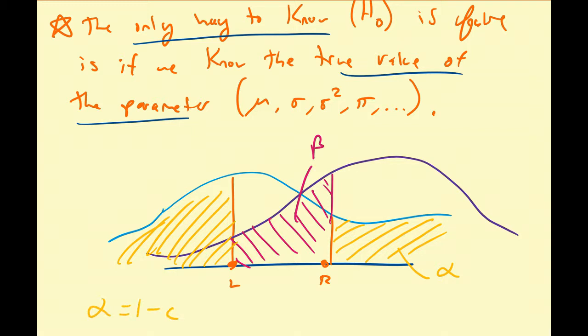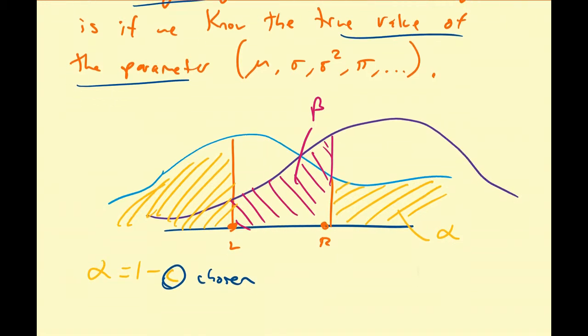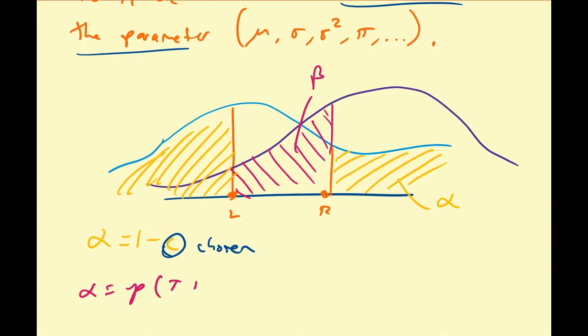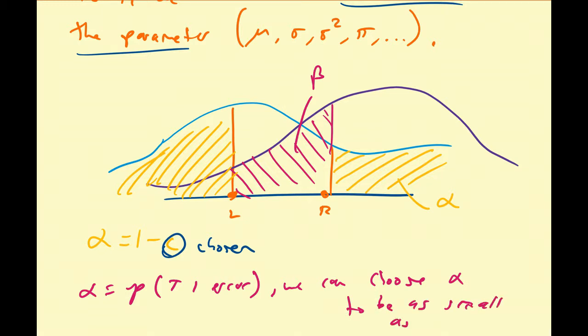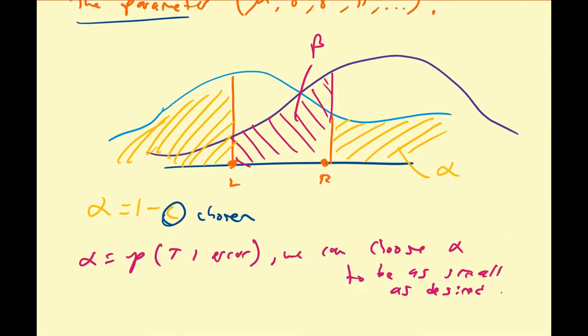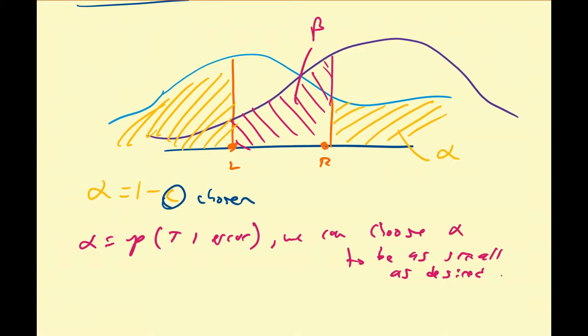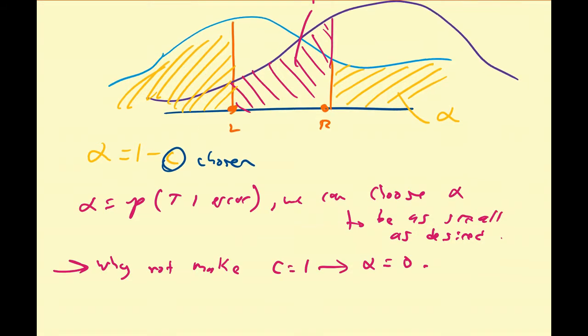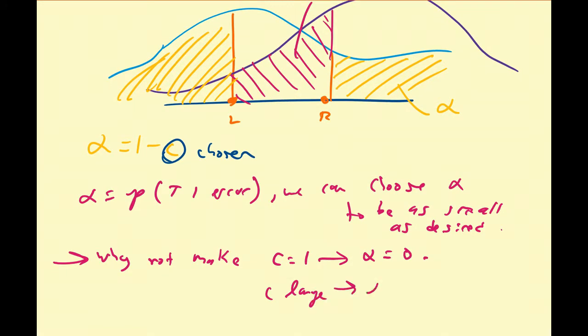So alpha is equal to 1 minus C, and typically C is going to be chosen. And also remember that alpha is the probability of committing a type 1 error. So we can choose alpha to be as small as desired, right? Since we can choose C, one question one may ask is why not make C equal to 1, which will force alpha to be equal to 0? Or why not make C large and alpha significantly small? C large could be 0.99 and alpha small could be 0.01. What is the issue with doing this?